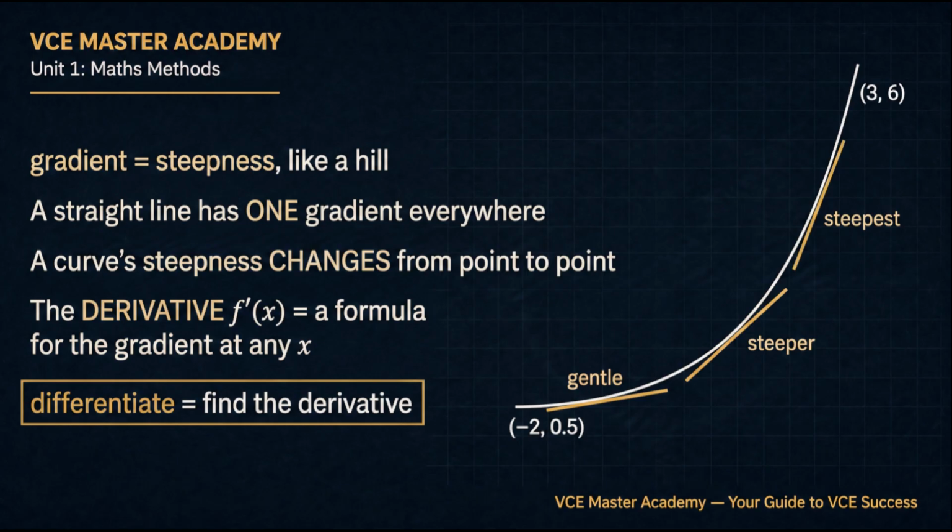The derivative, written f' of x, is not one number. It's a whole formula. Feed in any x value, and it tells you the gradient of the curve at exactly that spot. A gradient machine. And the verb for building that machine is differentiate. Differentiate simply means find the derivative. That's the whole job of today.